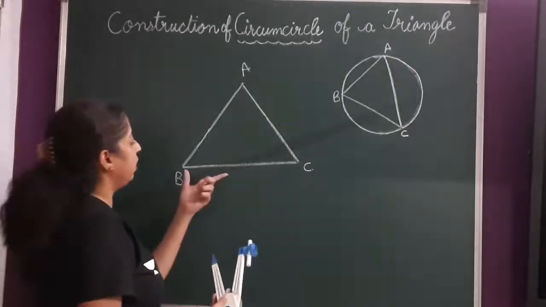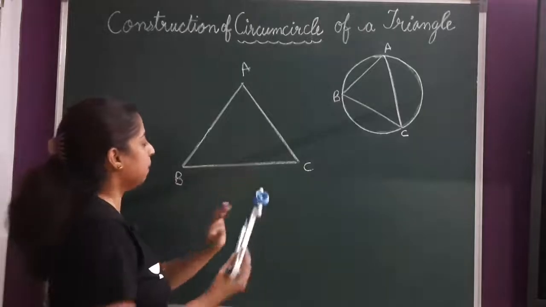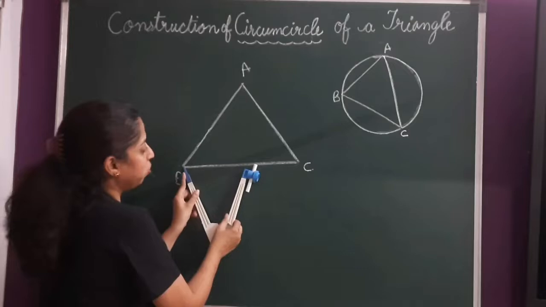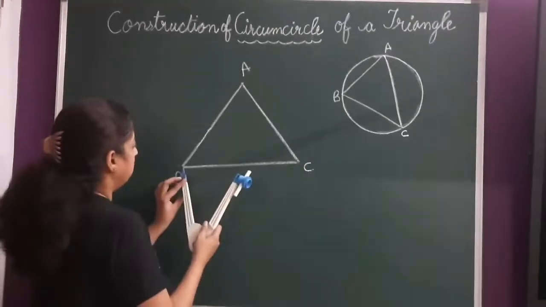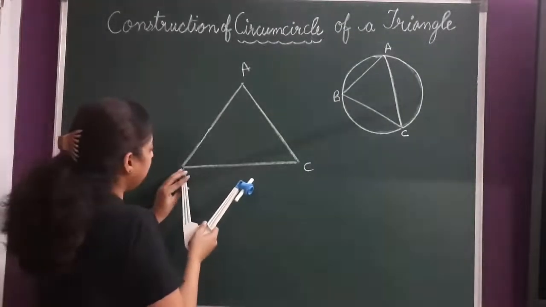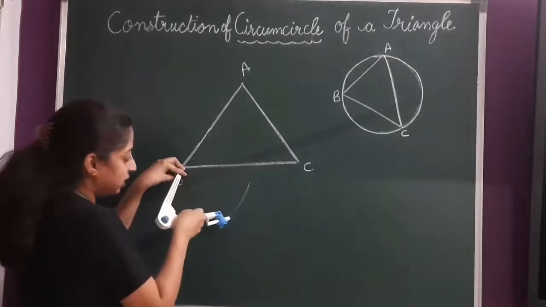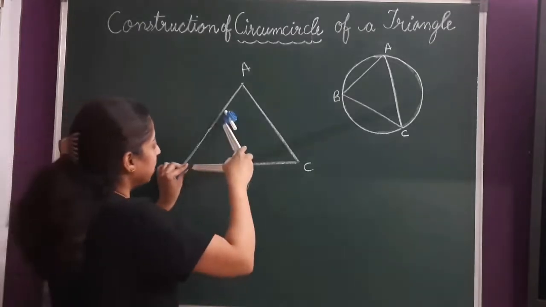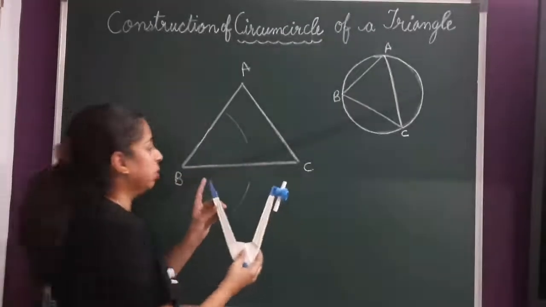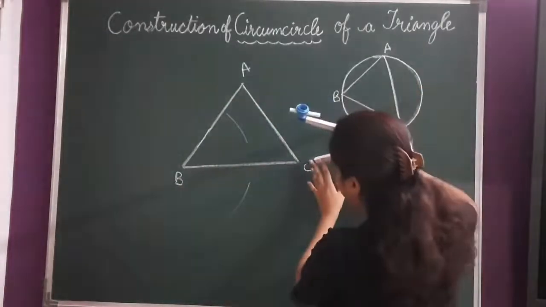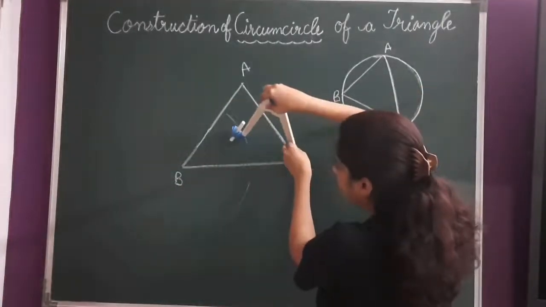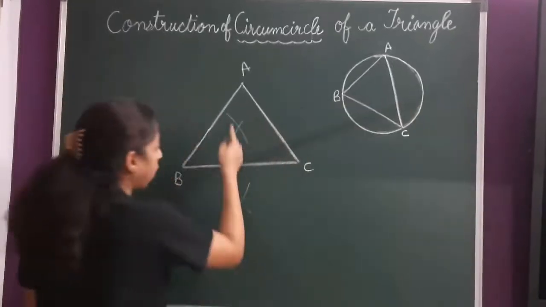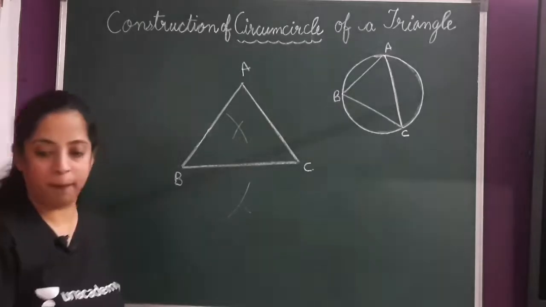So suppose first we will draw the perpendicular bisector of BC. How much to extend? It should be 3/4 of BC, more than half. Okay. So now keeping the point at B, I will draw an arc like this on both the sides. With the same measurement, keeping the point here, draw an arc on the upper side also. Now taking the point on the other side, that is at C, cut our previous arcs. Okay, so these two cuts we have got. Now we will join it with a dotted line.